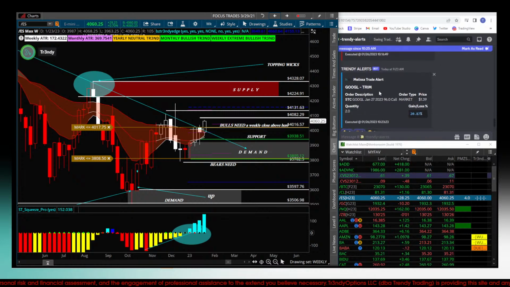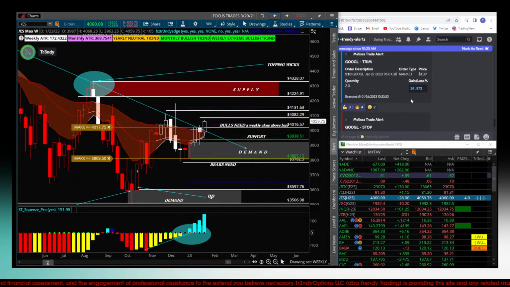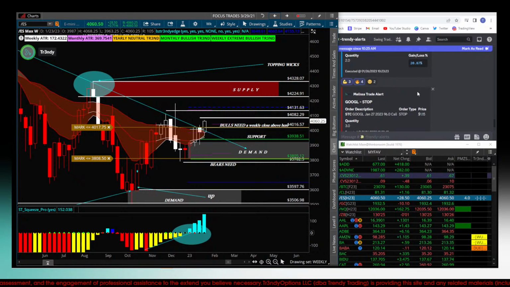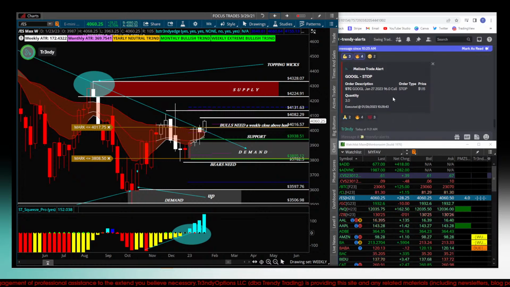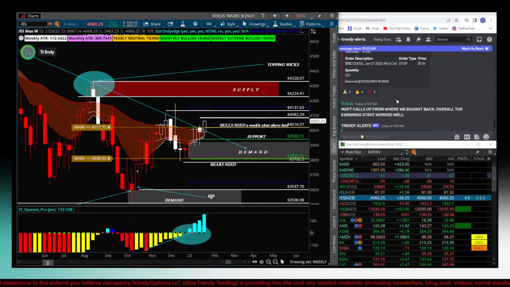The second thing, Melissa got into Google here. You can see she trimmed out at 20%. The market kind of was messing around with people this morning, and then quickly that got stopped out at break even. Great, great management. Love to see that.